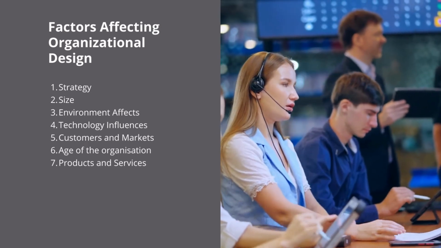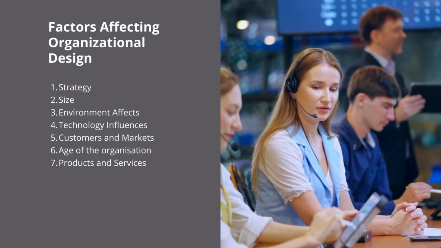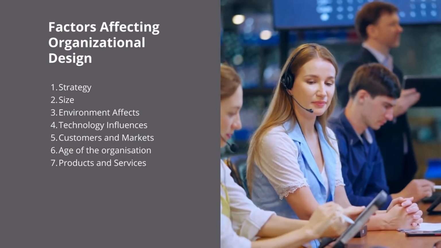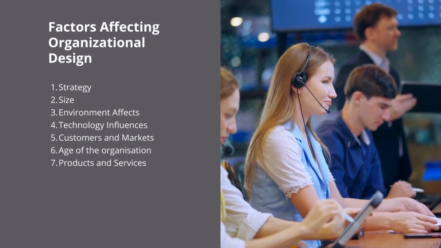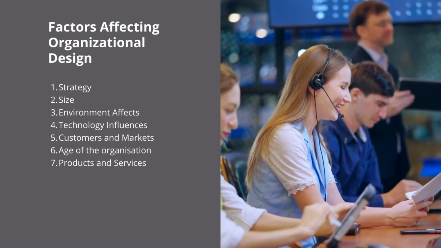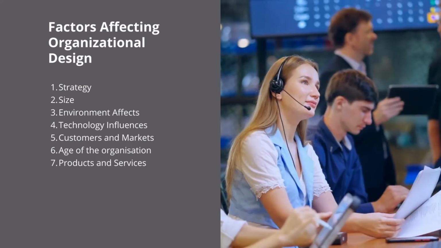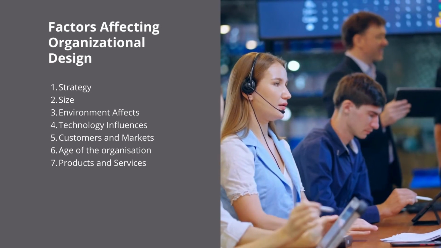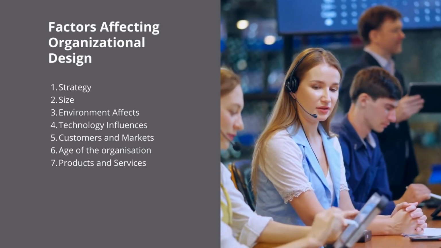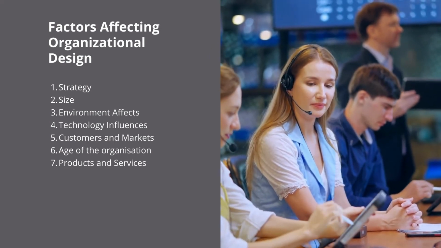Number seven, products and services. The structure might be based on the particular services and goods provided, due to the fact that they deal with vastly dissimilar goods and services. Large, diverse businesses have independent divisions. The post office operates under separate organizations for the various services it provides, including mail delivery, parcel delivery, and counter services.